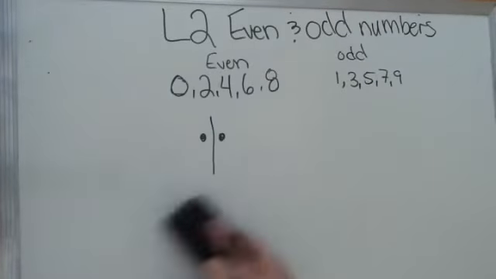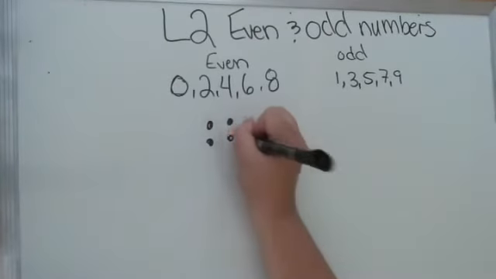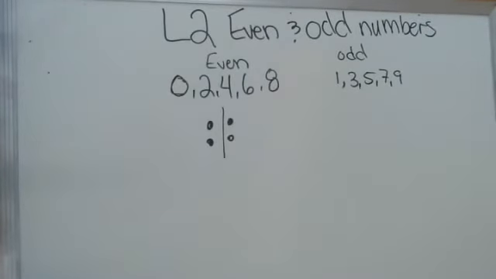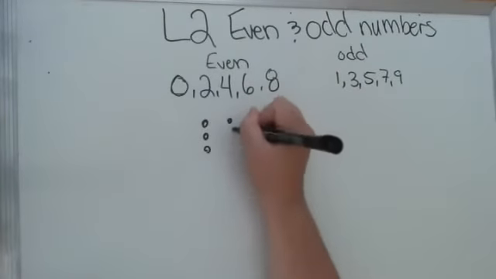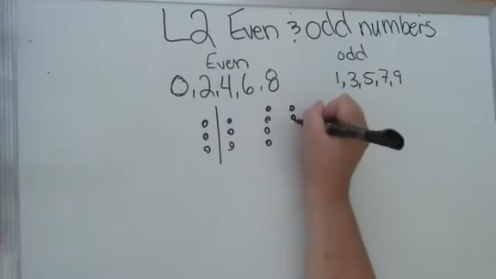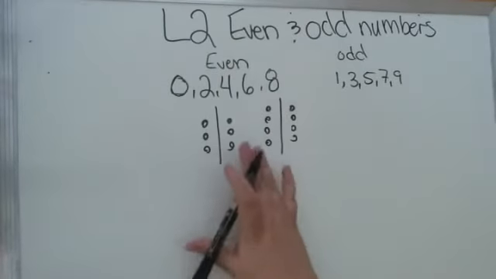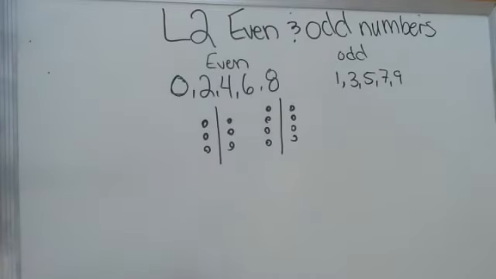Nice and easy. I can do the same thing with 4. I have 4 dots. I can split 4 nice and easy. I have 2 dots on each side. I can keep going, and I can do the same thing with 6 and 8. All of the even numbers split evenly. I have the same group in both sides.